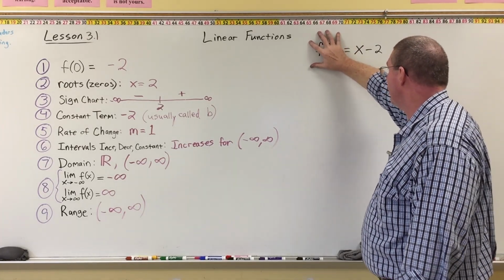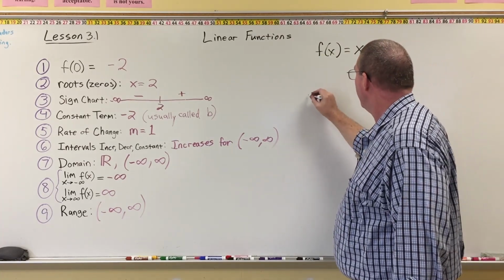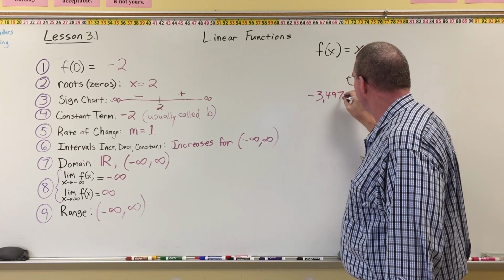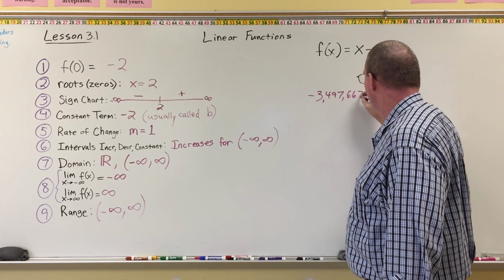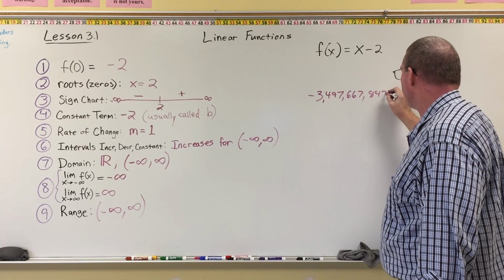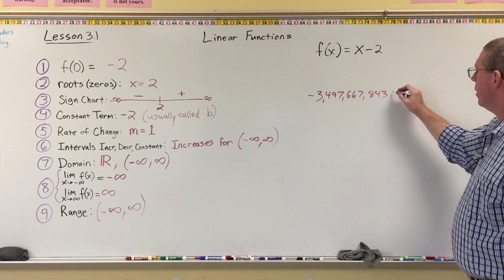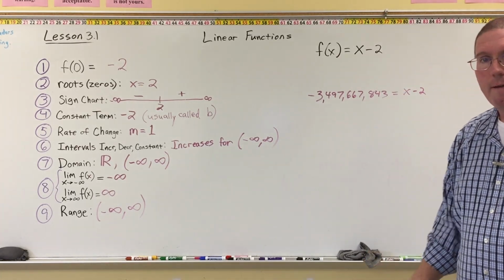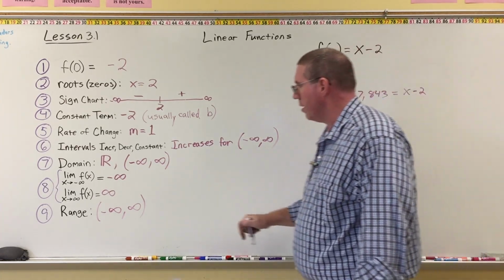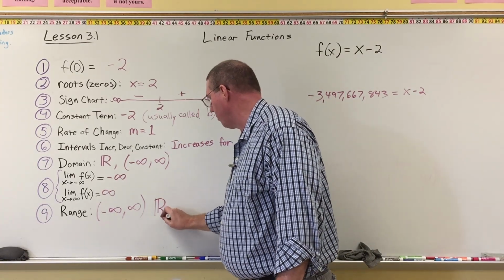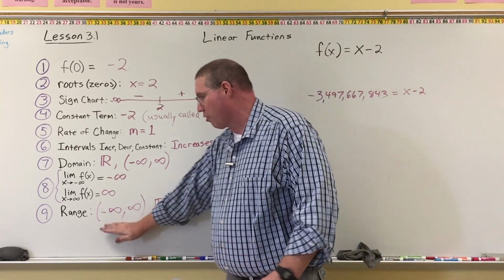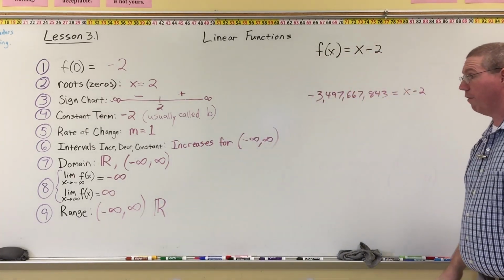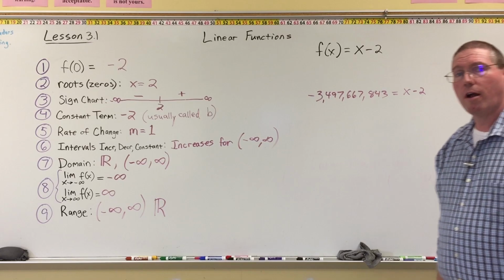Replace f of x completely with any number, like negative 3,497,667,843. That's just any number equals x minus 2, and you can solve for x. Every single number in the real numbers, and like I said, this is how we write all real numbers, is an answer for all linear functions, okay? All right, let's try some examples now.